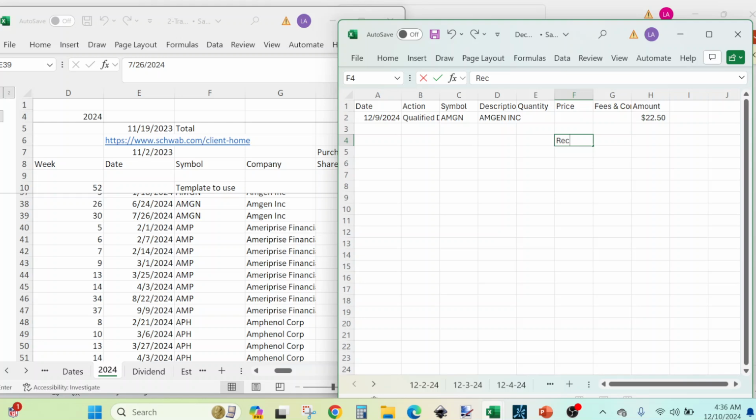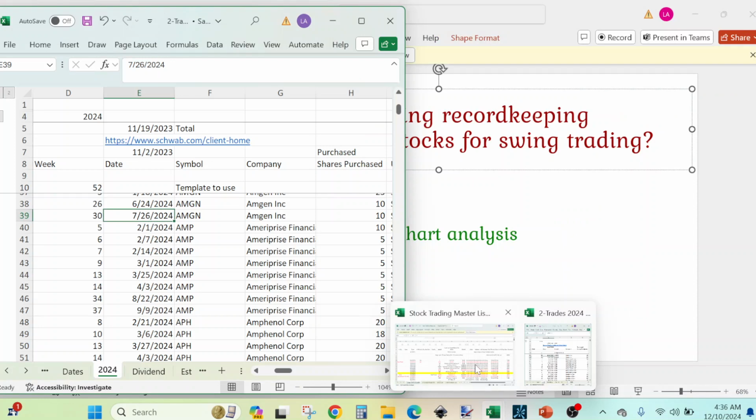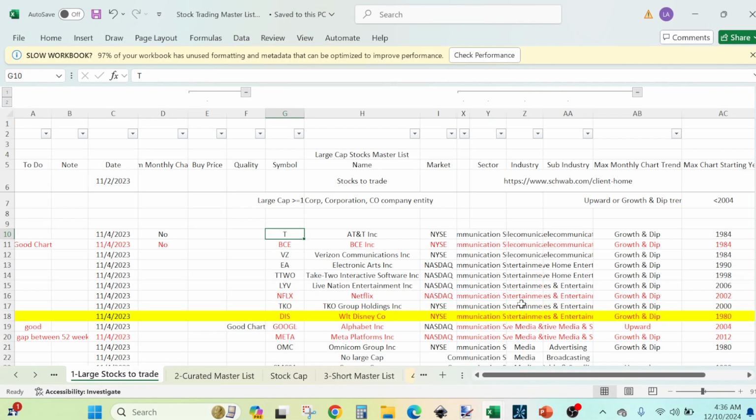So on our daily transaction sheets, we'll just put the record dates. Because we didn't sell anything yesterday, we didn't make any profit, so we can just close this one. Next in our routine will be to analyze the charts.